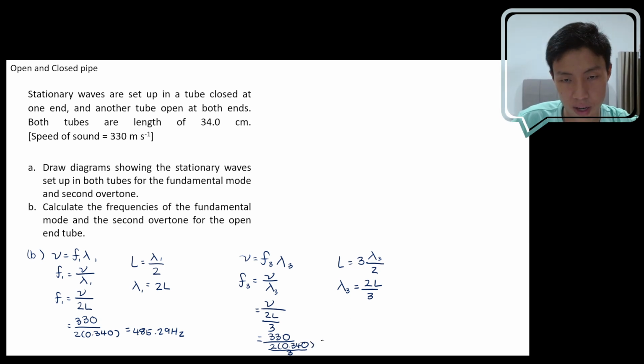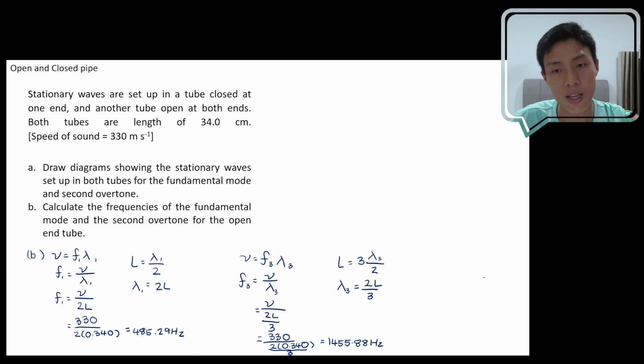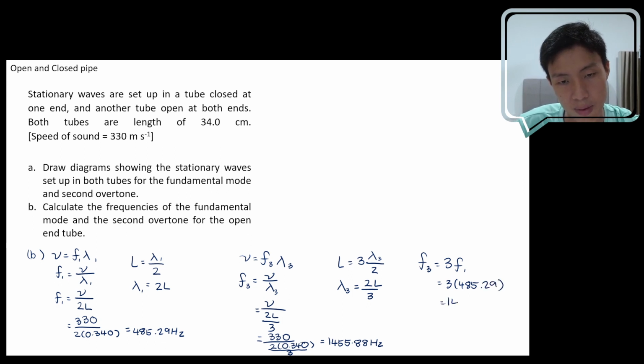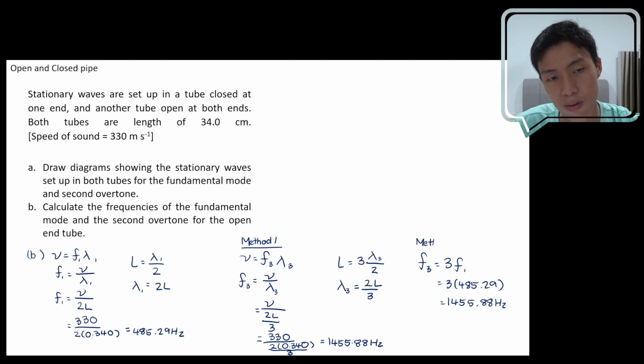Okay, so if you proceed to calculate it, I believe you get 1455.88 Hz. Okay, this is F3. But of course, you can find F3 using a simpler method, which is just taking the fundamental frequency times 3. Okay, so you take 485.29 multiplied by 3. I believe you end up with the same answer, which is 1455.88 Hertz as well. So you can do it using the long-winded method, method 1. Okay, or you can do it using method 2 by just taking the fundamental frequency and multiply it.